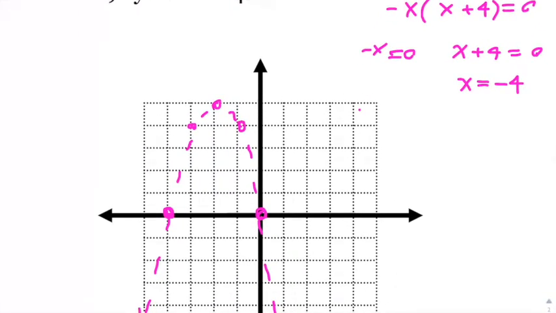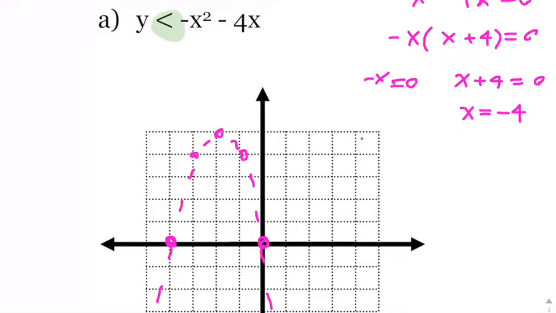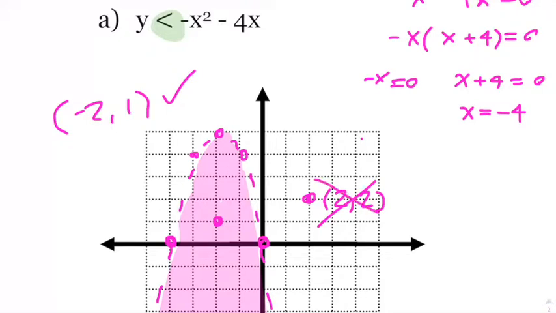All right, and then as far as which way to shade here, this is y is less than. So we're going to shade everything less than this curve right here, so all of this region. Any point in that region would be a solution to a two-variable inequality. For example, negative 2 comma 1 is a solution, and a point not in that region, like 2 comma 2, is not a solution.